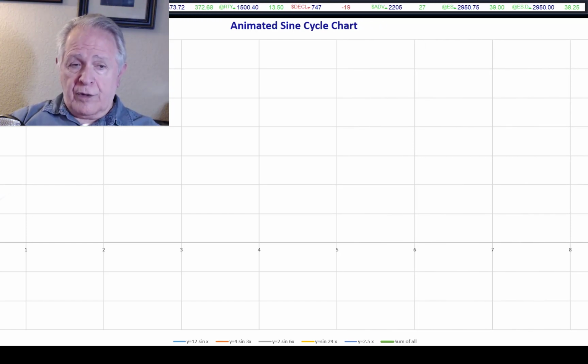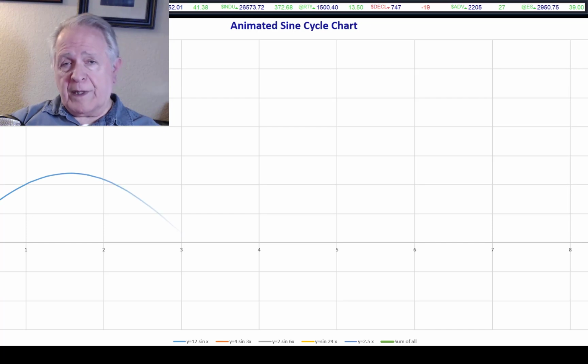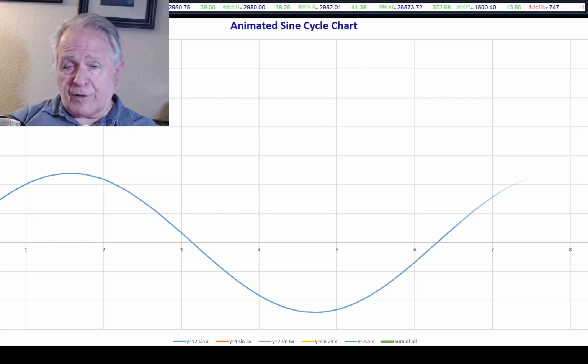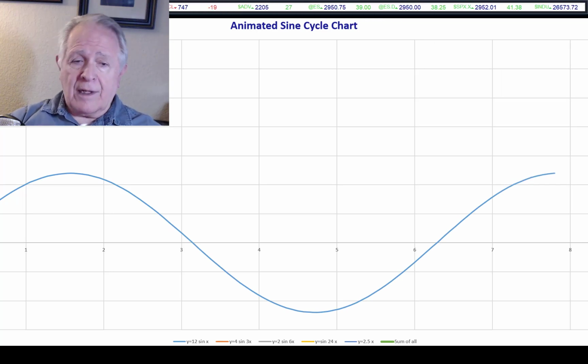So we're going to show you the first cycle here. This will be the longest cycle. Call it whatever you want. It doesn't make a difference. You can call it the 4-year cycle or the 17-year cycle. It's the longest of the cycles that we're going to show you. So the space between the tops and the bottoms is equal. It's a perfect sine wave.